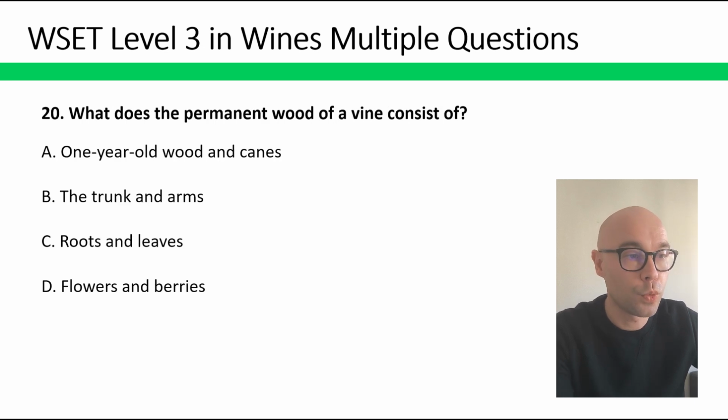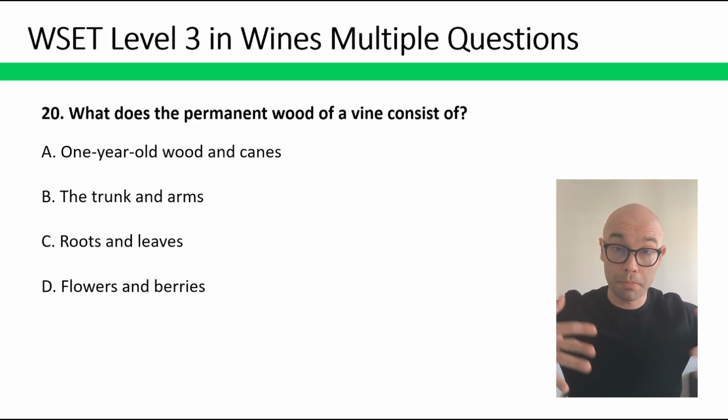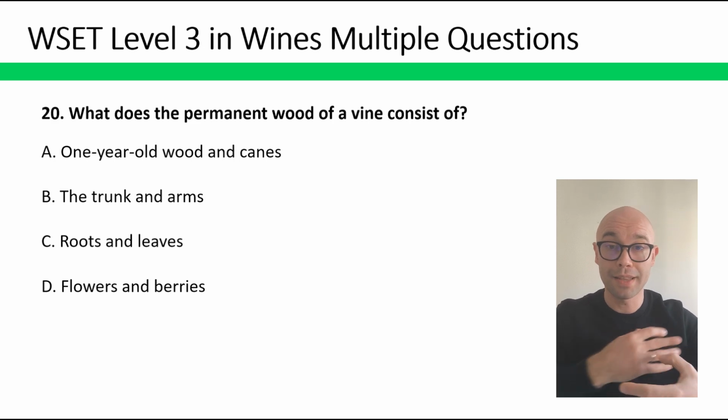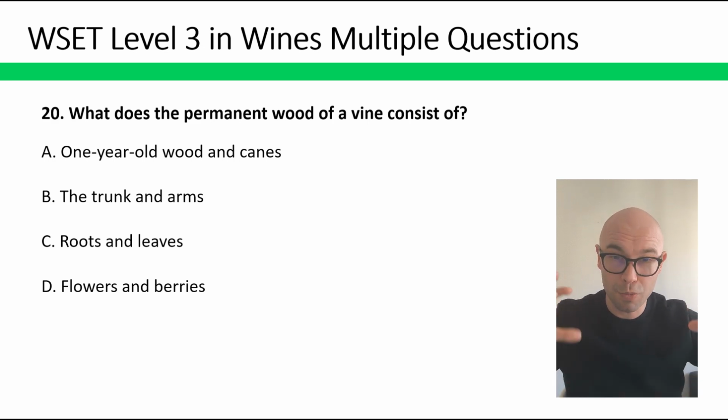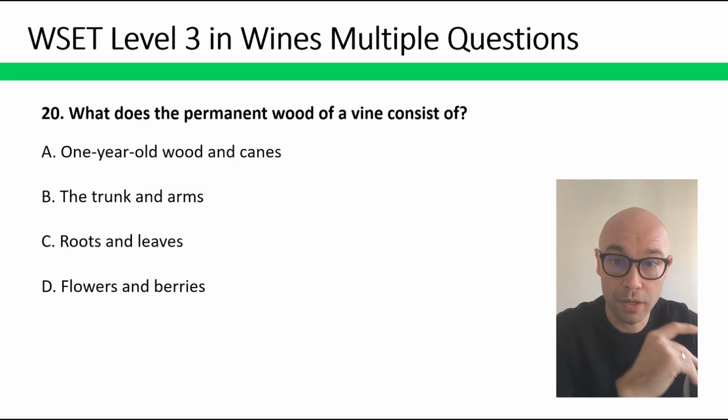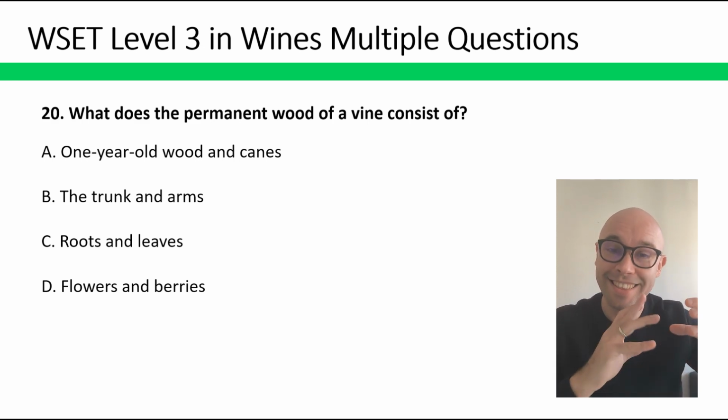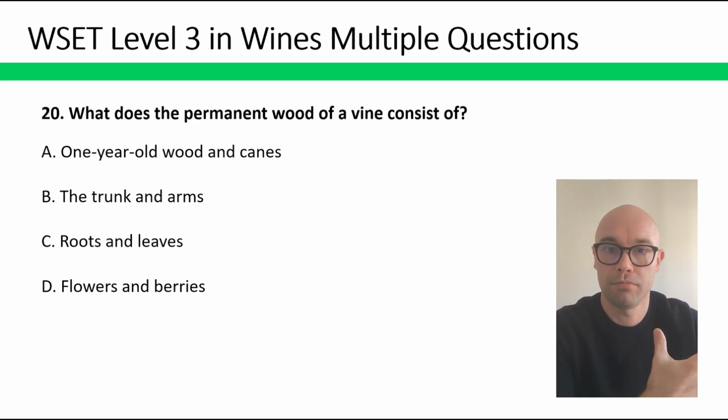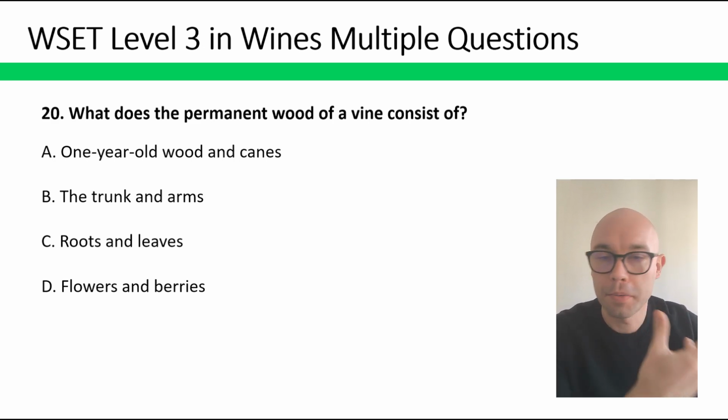What does the permanent wood of a vine consist of? 1-year-old wood and canes, the trunk and arms, roots and leaves, flowers and berries. So the permanent wood is B, trunk and arms. So the body of the vine plant and the arms, the cordons, the woody, brown part, more than 1-year-old wood. It's not the 1-year-old wood that is brown. This is dark, the permanent wood.